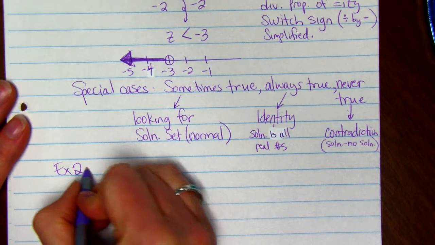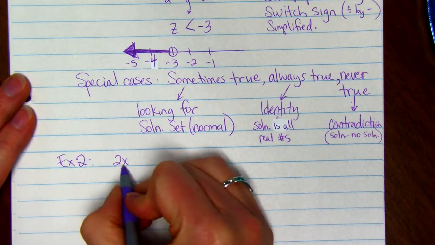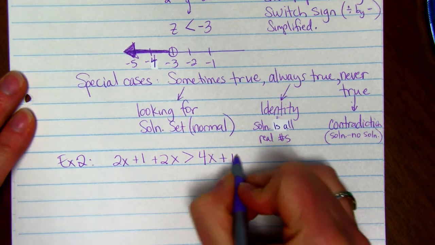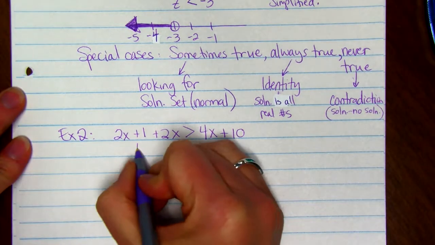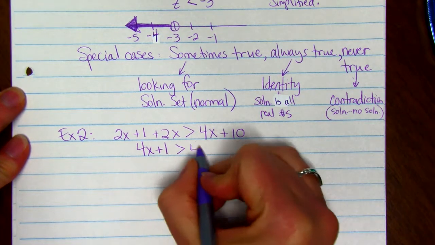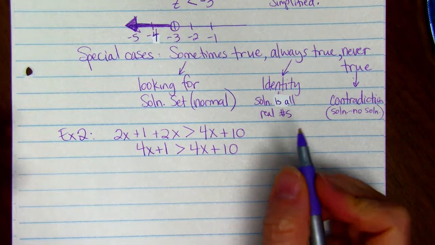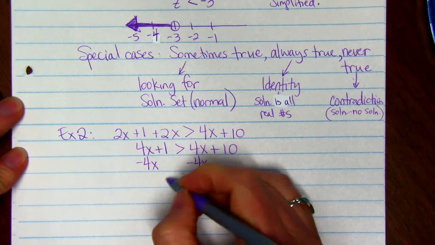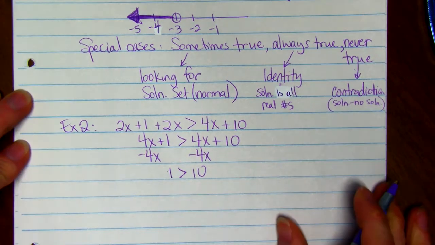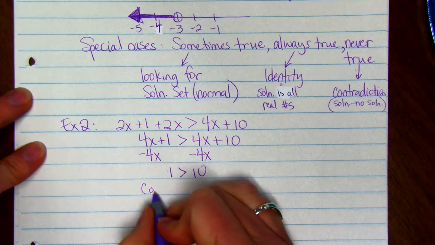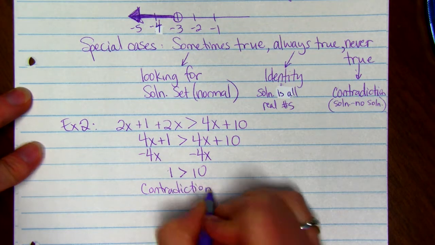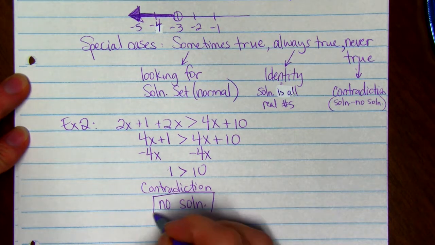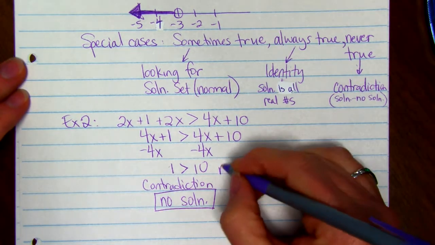We're going to call this example 2. 2x plus 1 plus 2x is greater than 4x plus 10. So we combine like terms. We have 4x plus 1 is greater than 4x plus 10. We're going to subtract 4x from both sides. We want to get those all on one side. And we have 1 is greater than 10. Well, that's never true, so it's called a contradiction, and the solution is no solution. So when you're finding the solution, that's what you want to write. It's never true.